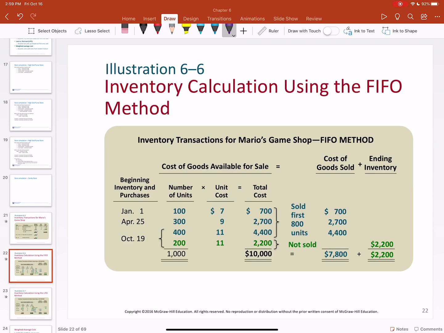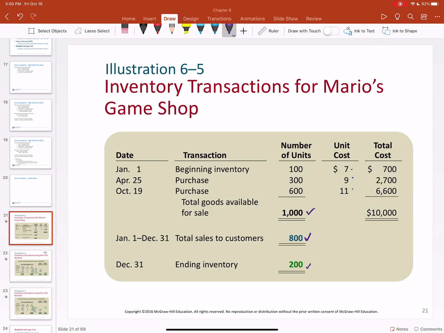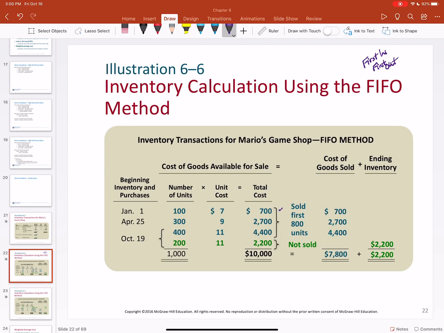So the first method is FIFO, and FIFO stands for first in, first out. What we're assuming is that the first units that came into our inventory are the first units going out. So we said before, we know we've sold 800. So let's put 2 columns next to our data and start moving things over. So I'm going to take the first 100 units at $7 and call that cost of goods sold. So that's 100 of my 800. Now I'll take the 300 at $9 and move that into cost of goods sold.